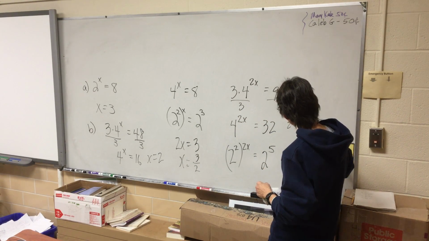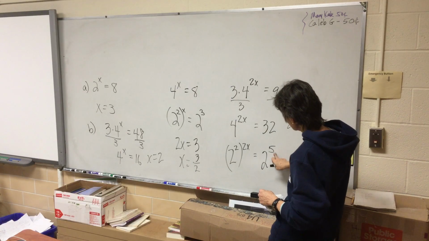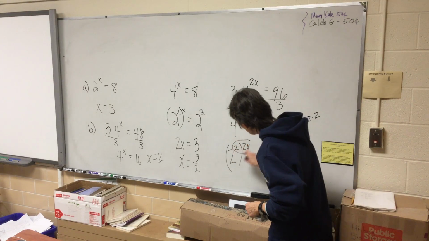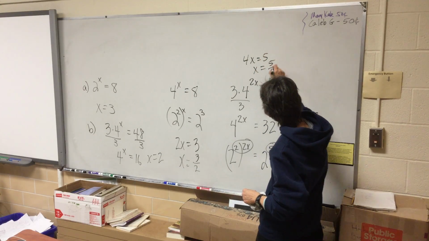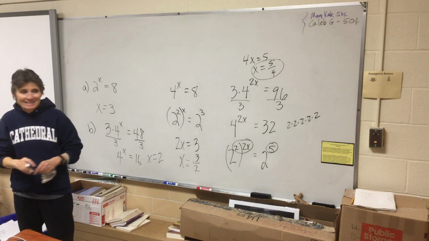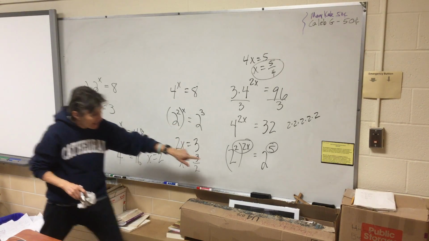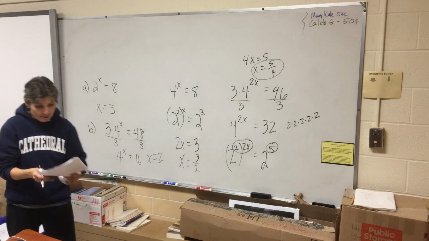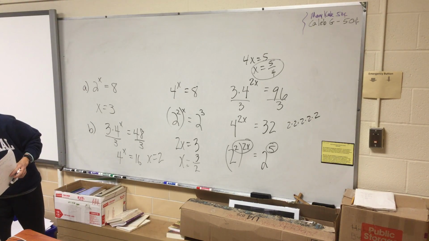2 times 2 times 2 times 2 times 2. That's 4 times 2 is 8 times 2 is 16 times 2 is 32. 2 to the 5th. Now, once you get them both as 2's, you can say 4x equals 5 and x equals 5/4. That's the answer to the question. The key to doing these hard problems is making the base match. All right, what about E?